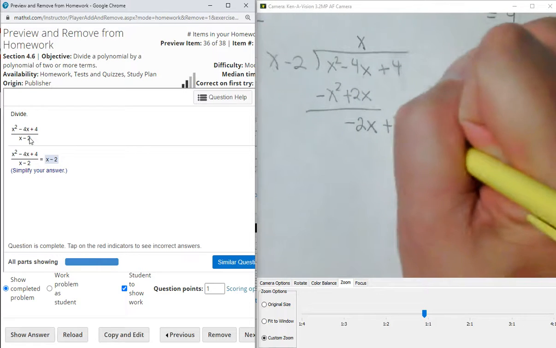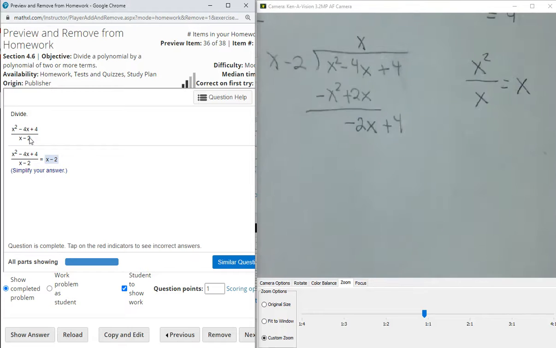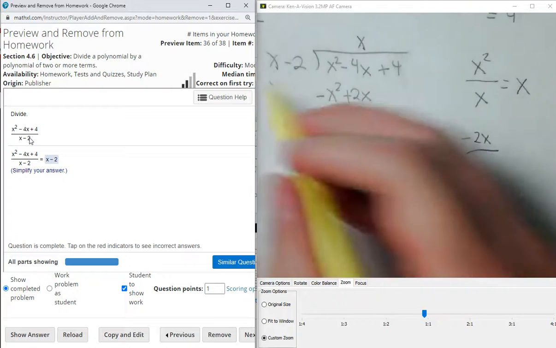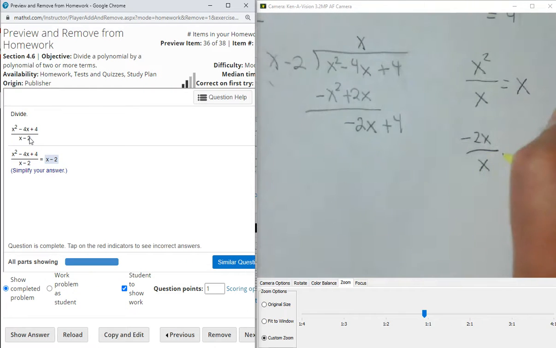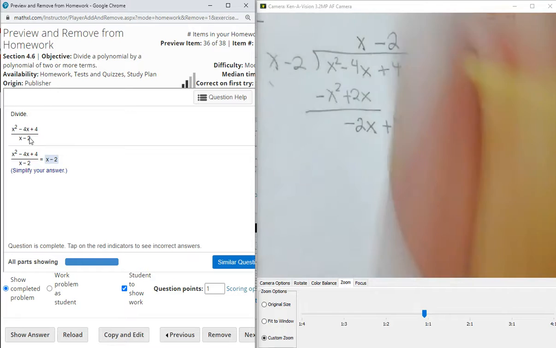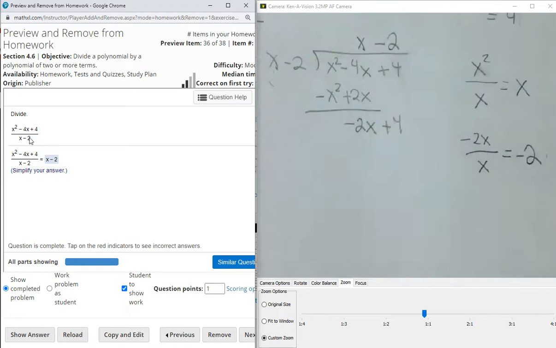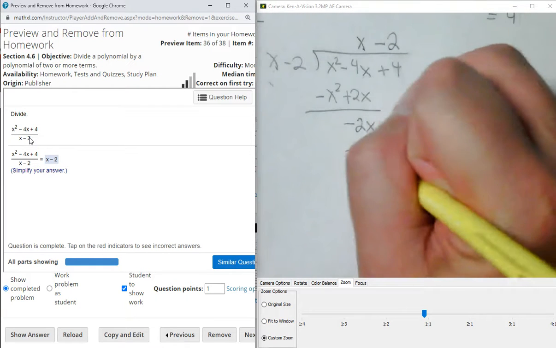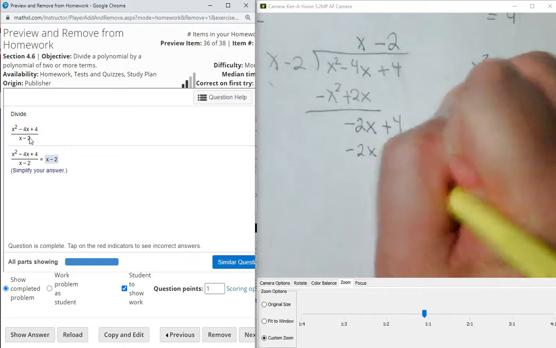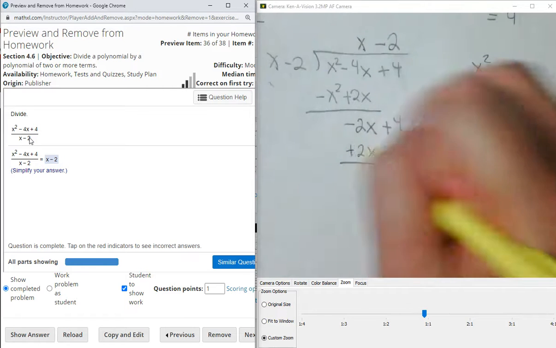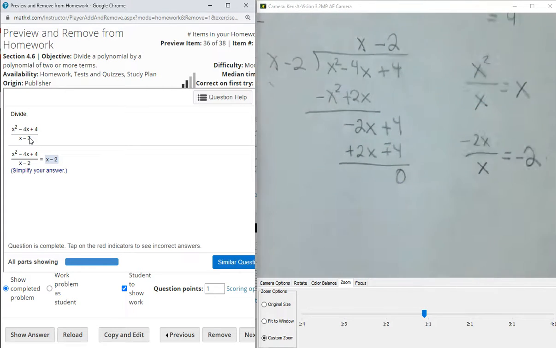And then I bring down the 4. So I got negative 2x. Now I'm going to take that negative 2x, divide it by the first term of the divisor, and I get negative 2. So negative 2 goes here. Now I take the negative 2 times x minus 2. I got negative 2x plus 4. Change signs and add. I got a remainder of 0. So there is my quotient, x minus 2.